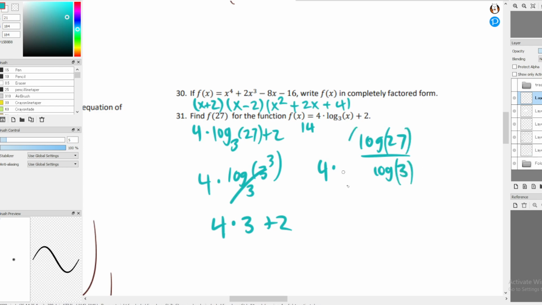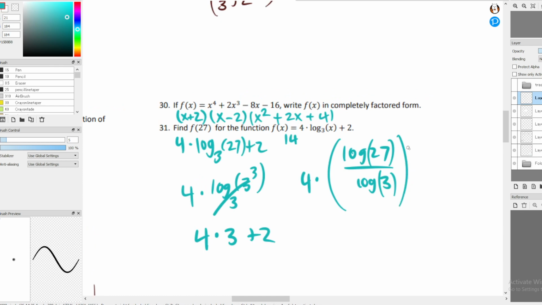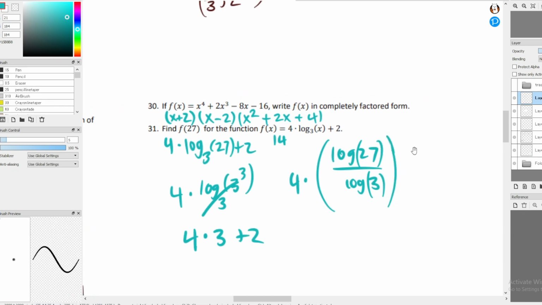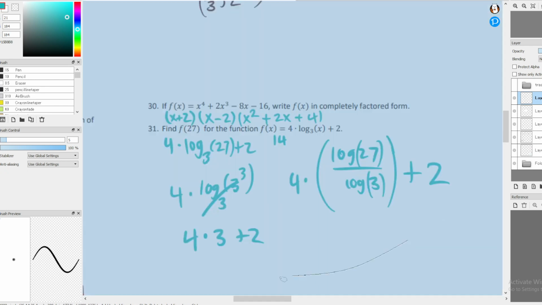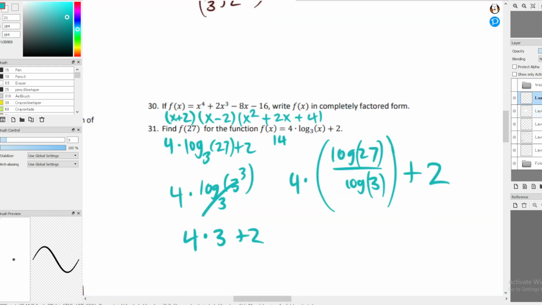Be so careful with your parentheses though, because a lot of people forget closing parentheses when their calculator gives them that extra thing, and then plus 2. And then they just plug it into their calculator. That's totally fine too. Yeah, so that is 31.